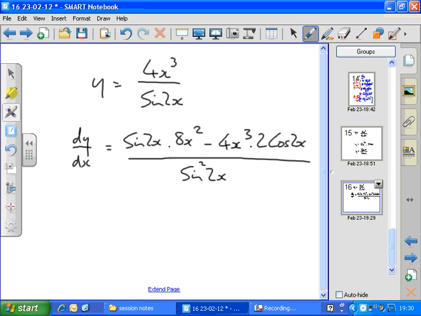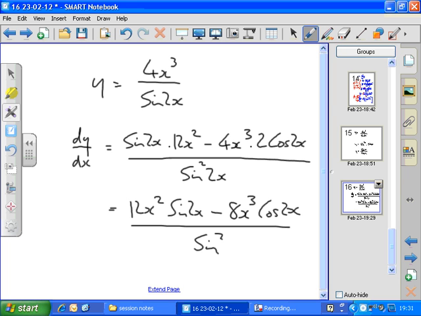4 3s are 12. What did I put? 8. How did I manage that? Call myself a mathematician! Well spotted, that was a mistake, didn't fool you. And then I look at it, and 4 times 2 I can combine in this second part at the top, 4 times 2 is 8. And so the next step to tidy up, I put the 12x squared first, times the sine 2x, minus 8x cubed cos 2x, all over sine squared 2x.